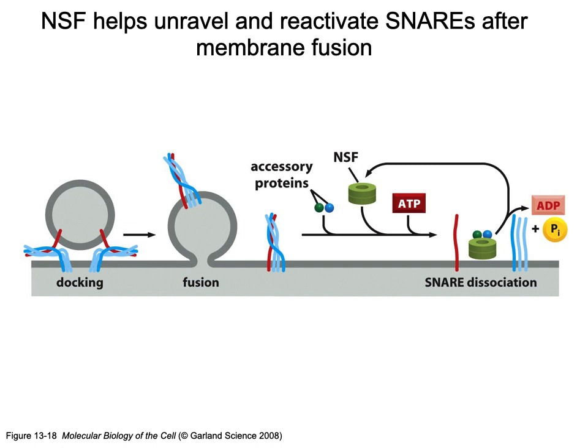In order for the snares to dissociate, so they unravel and are reactivated, there's a protein called NSF. It's a sensitive fusion protein, and it allows for the dissociation of your vesicle snare, your V snare, and your T snare, your target snare. And so your vesicle snares can be reincorporated into another vesicle.